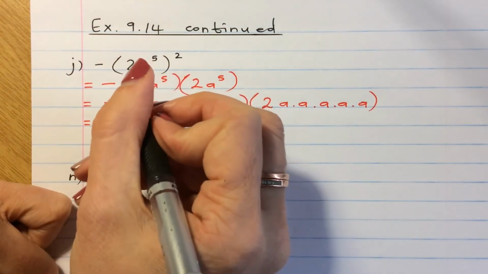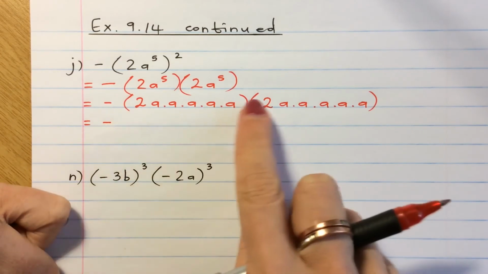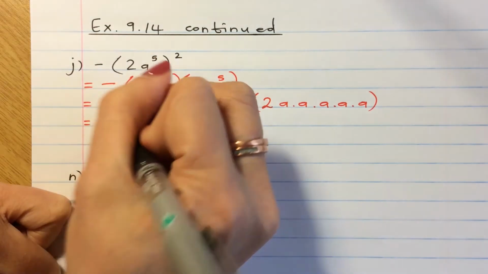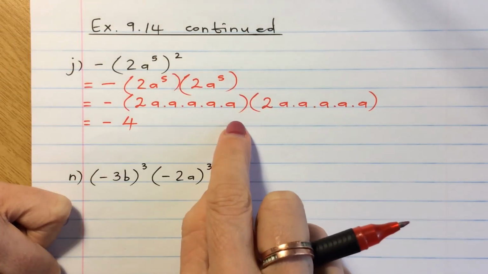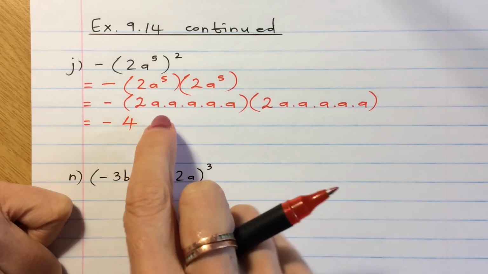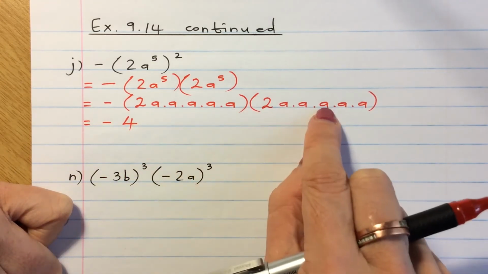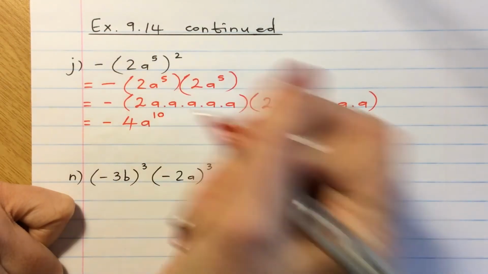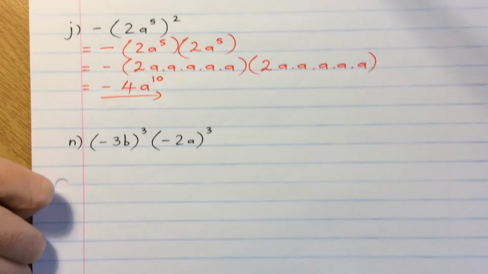Alright, let's keep the negative going. And then what are we going to do? We're going to multiply the coefficients. So it's going to be 2 times 2 gives me 4. And I am multiplying, so I'm actually getting rid of my brackets now. And let's count up the A's. 1, 2, 3, 4, 5, 6, 7, 8, 9, 10. I've got 10 A's, so it's A to the power of 10. And there's your answer there.